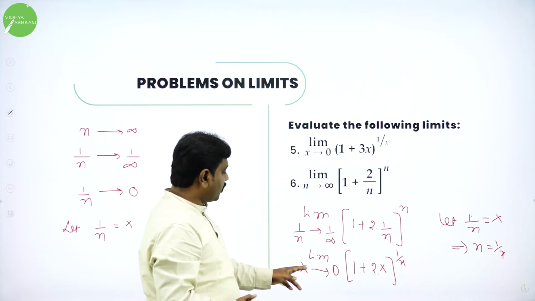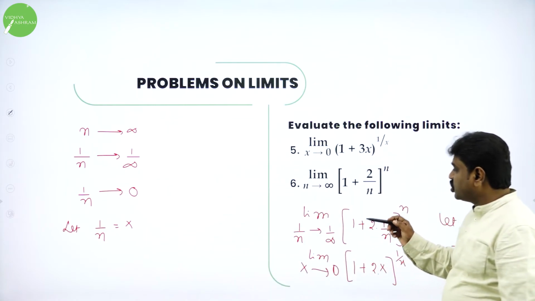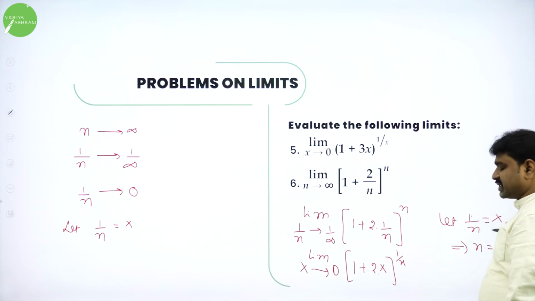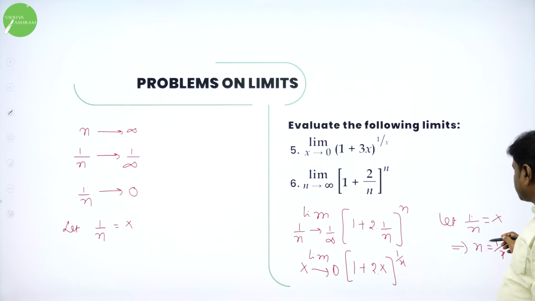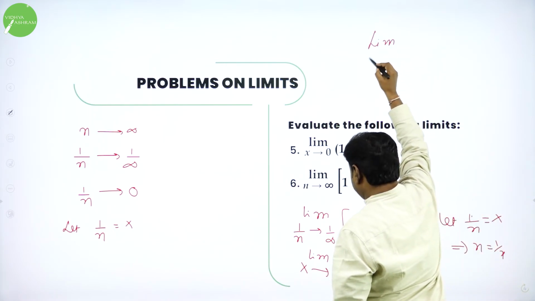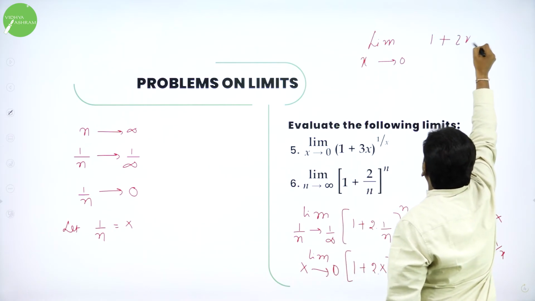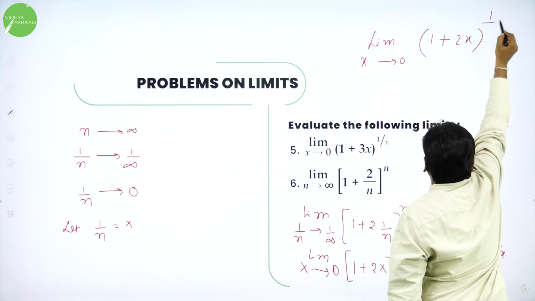Now you can observe this problem resembles the fifth problem. I converted the problem by assuming 1 by n as x. Now the given problem is limit x tends to 0 of 1 plus 2x, and in the power we have 1 by x. Here the 2 is missing in the power.